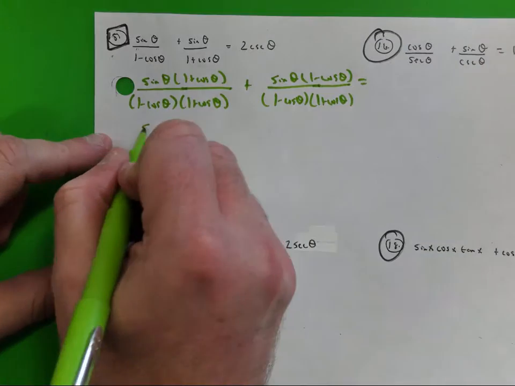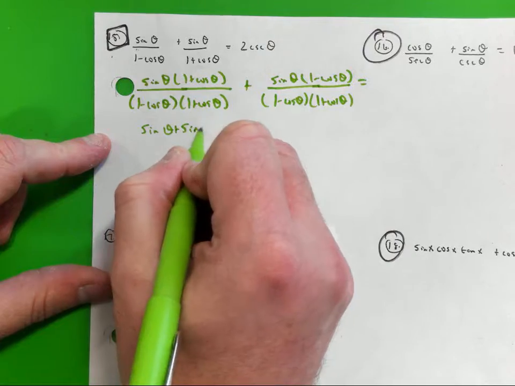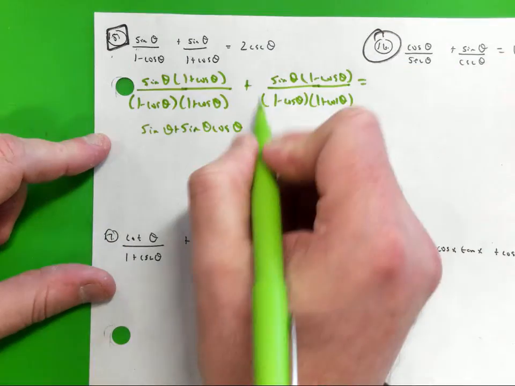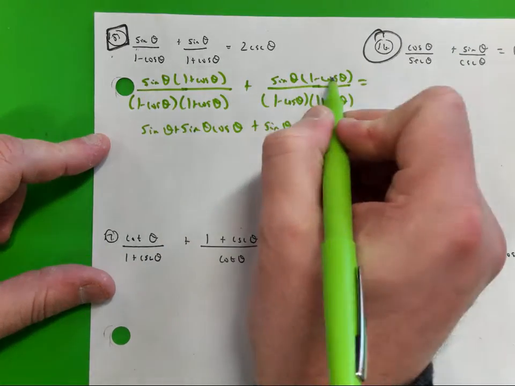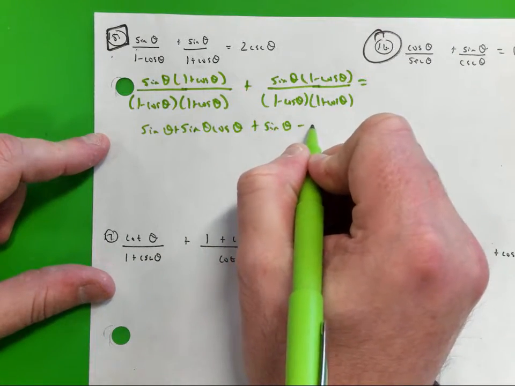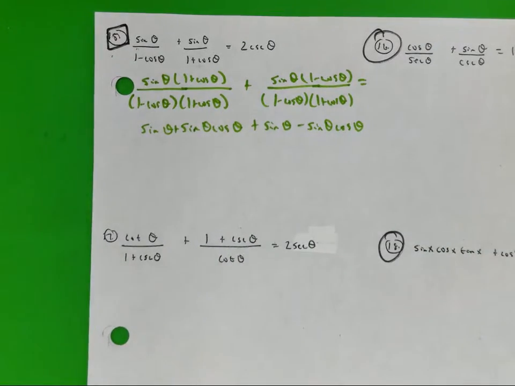So sine theta times 1 is sine theta. Sine times cosine is sine theta cosine theta. Sine theta times 1 is plus sine theta. Positive sine theta times negative cosine is negative sine theta cosine theta. Let's stop right there. I want to make sure we understand that. I multiplied sine theta times 1, which is sine theta. Positive times a positive is a positive. Sine times negative is negative sine theta cosine theta.